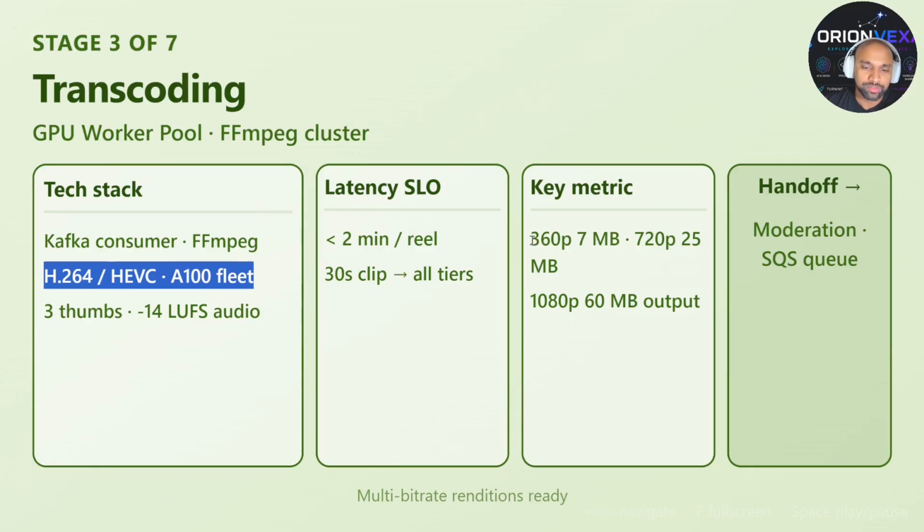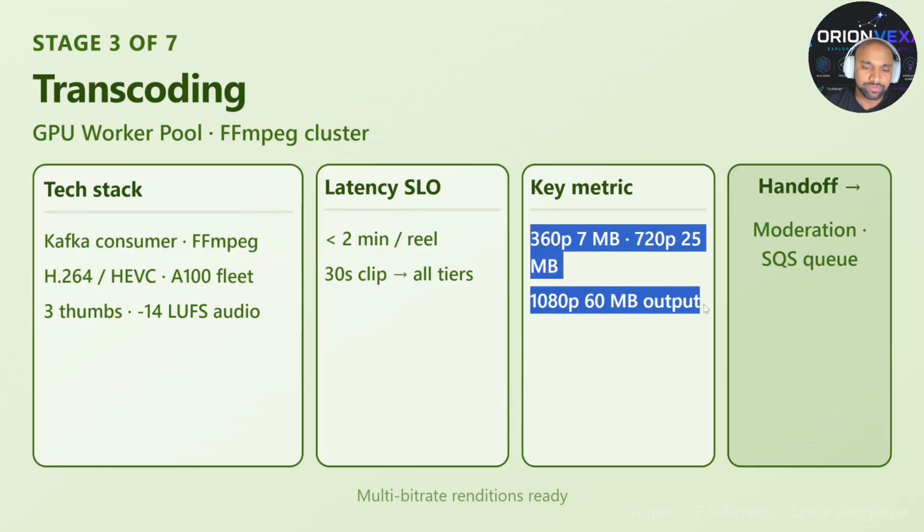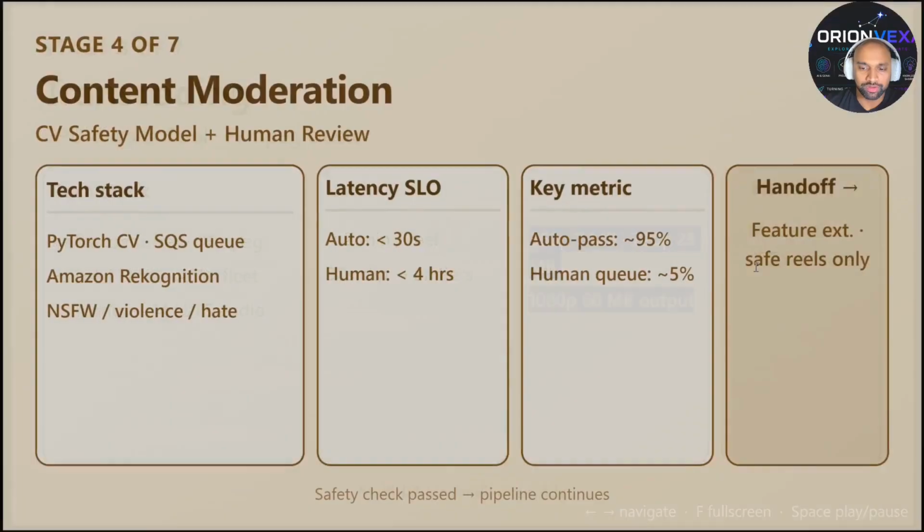The key metrics are that 3 different files will be generated by the transcoding system: 360 pixel, around 7 MB; 720 pixel, around 25 MB; and 1080 pixel, which is 60 MB output. Then it will be handed off to the moderation queue.